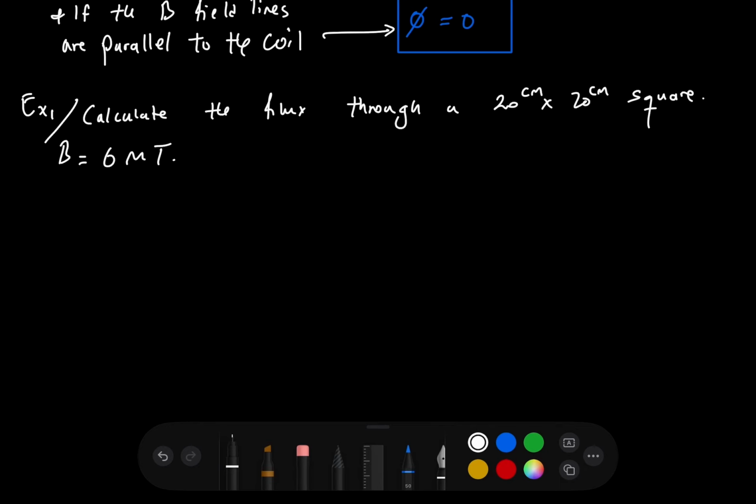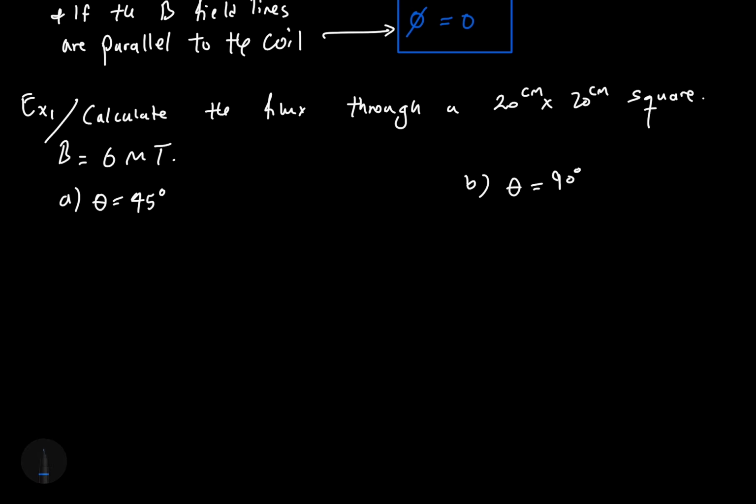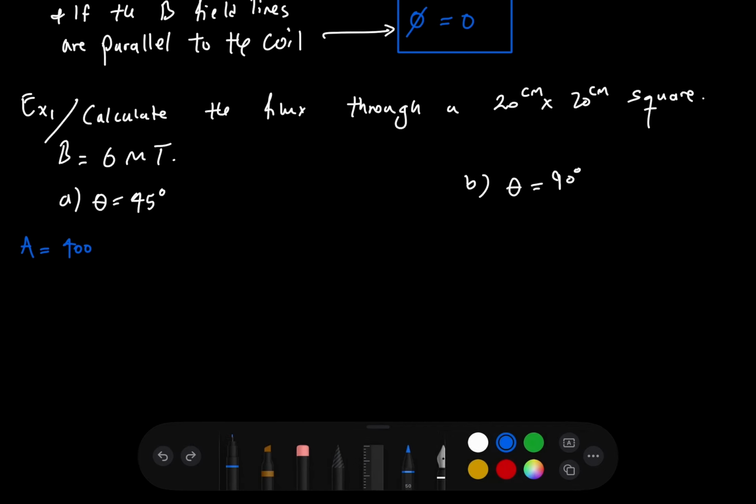Now, imagine that in one scenario, the magnetic field lines are going through at an angle of, let's say, 45 degrees. And in another scenario, the magnetic field lines are going at an angle of 90 degrees. Now, the area in this question is simply going to be 20 times 20, which is about 400 centimeters squared. 400 centimeters squared has to then be converted into meters. You could just do that from the beginning. You could simply say that 20 centimeters is just 0.2 meters. So 0.2 times 0.2 is 0.04 meters squared.